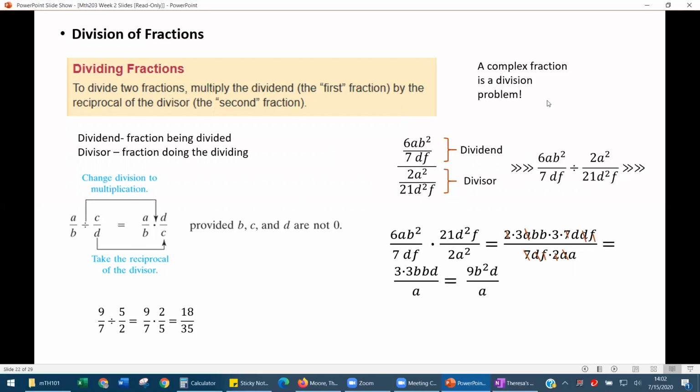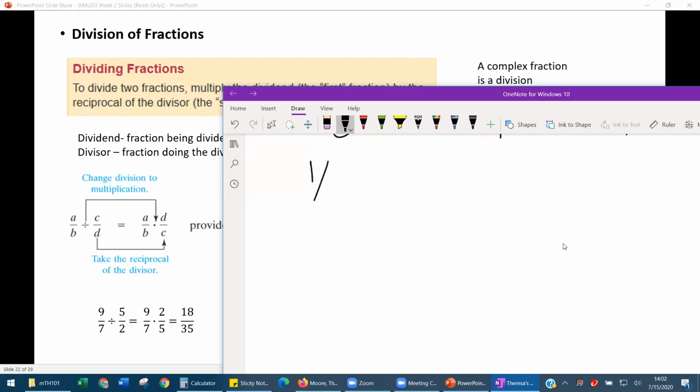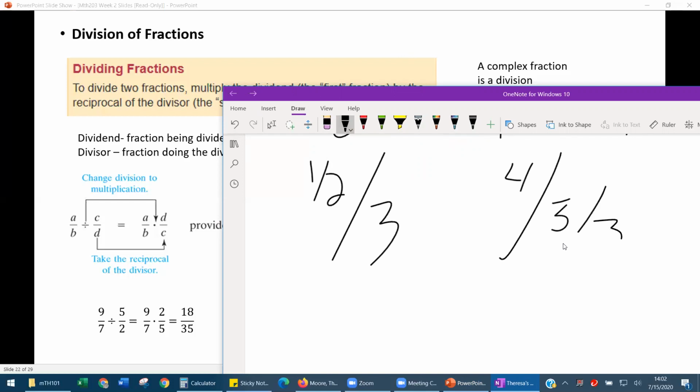So a complex fraction is actually a division problem. A complex fraction is a fraction over a fraction, or a fraction within a fraction. So a complex fraction can be as simple as one fraction, say 1/2 over 3, or it could be 4/5 over 3, or it could be 4/3 over 2/7. So a complex fraction is a fraction that has either another fraction as its numerator, denominator, or both. And these are all just division problems.